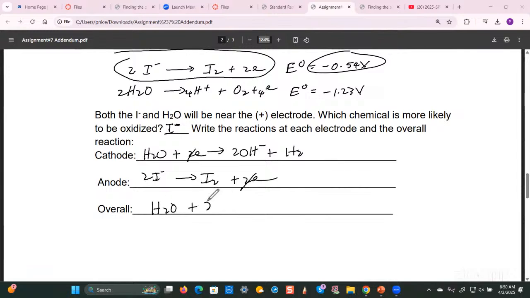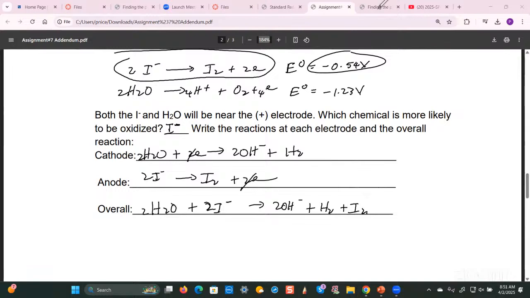You balance the cathode, isn't there supposed to be a two in front of the H2O? For which one? The cathode? Is there supposed to be a two in front of there? Oh, yes. Yes, thank you. So this is going to be 2H2O plus 2I minus. And then on the right side, you're going to have 2OH minus plus H2 plus I2, and that would be the final equation, the overall equation. All right?